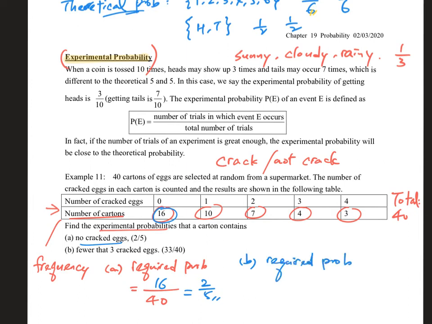While in part B, when you are talking about fewer than 3 cracked eggs, so we have 0, 1, I show it in this way. That means it's talking about 0, 1, 2. Shall we consider 3? No, because we're talking about fewer than 3. Next, you have 16, 10, 7. So 16, 10, 7 are your favorable outcomes, out of 40 of them, which gives you 33 over 40 for part B. Not very difficult, hopefully, for you.